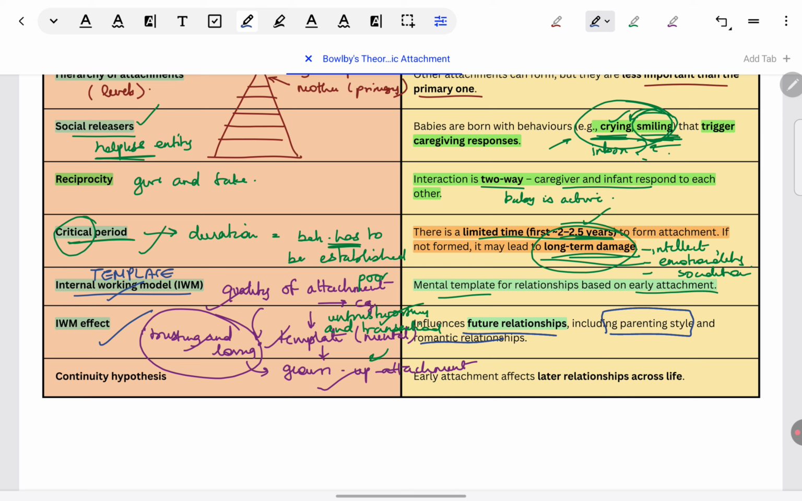This person, when they were 2.5 years, formed a trusting relation with their mother. Now they have grown up and become a parent themselves. Say it's a man, he's become a father today. Will he form a trusting and loving relation with his child now? Very high chances. Because as a baby he got trust and love from his mother, as a father, he will show trust and love towards his baby in turn.